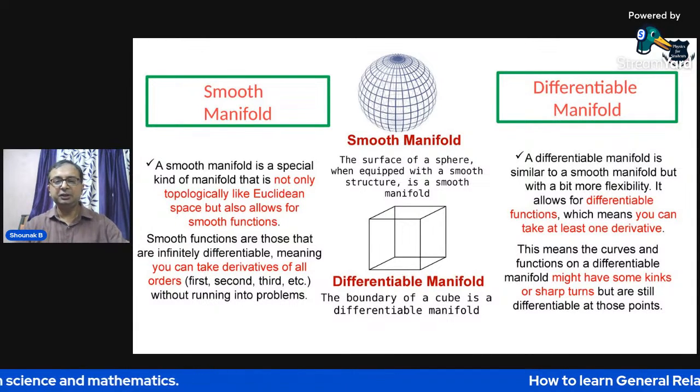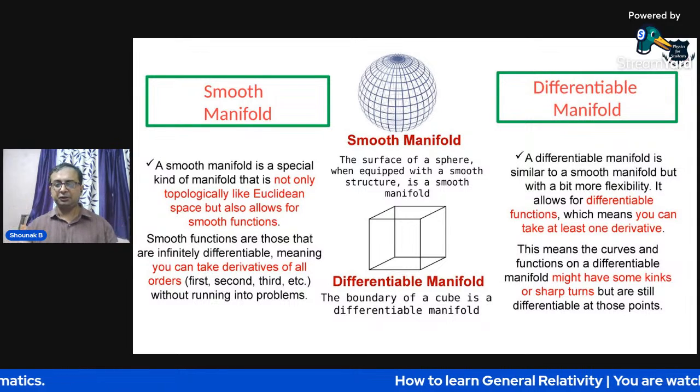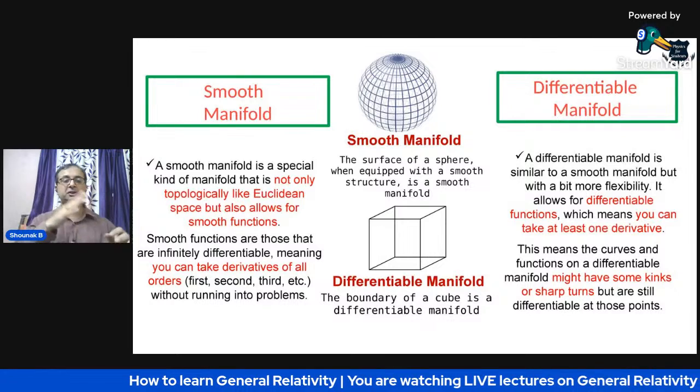So what you see is that differentiable function means the curves and functions on a differential manifold may have some kinks or sharp turns.